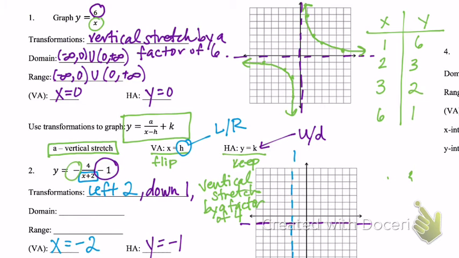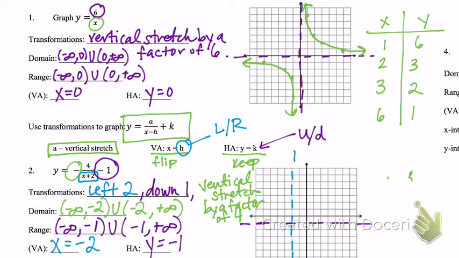So before I graph it, what would my domain be? Negative infinity, and then it stops where? -2, union, -2, positive infinity. And then my range is negative infinity, -1, union, -1, positive infinity.